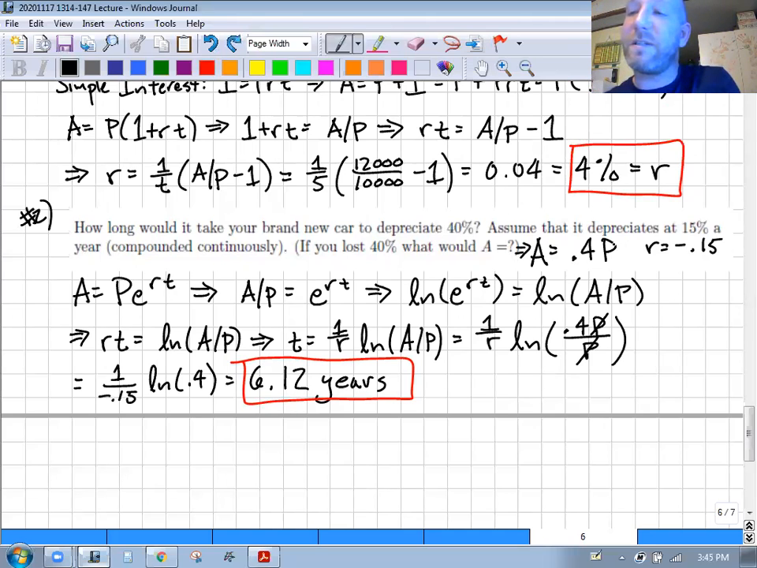If you lost 40%, this is actually wrong. It should be worth 60%, right? So if it's depreciated 40%, you're left with 60%. So I need to change this to 0.6. To depreciate 40% isn't the same thing as to depreciate to 40%. So let me rework this. We got natural log of 0.6 divided by 0.15. This is 3.41 years.